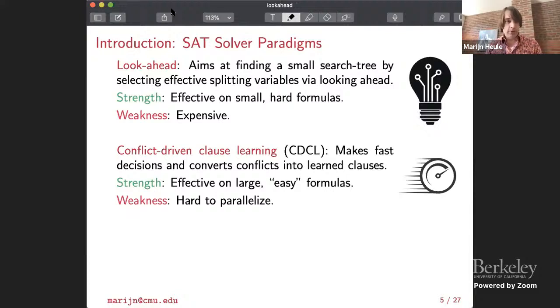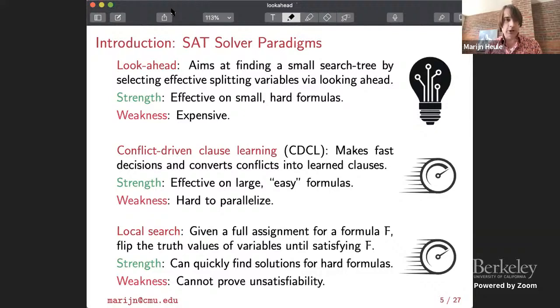This has been very effective on large problems, which I call easy, because sometimes the runtime of the CDCL solver is linear, even in the case of unsatisfiable ones. This is only possible if these problems are easy. So there are short proofs for these formulas, and CDCL really knows how to quickly find them. One of the main weaknesses of CDCL is that it's very hard to parallelize. But I will actually, at the end of this talk, show how we can combine look ahead and CDCL for some effective parallelism.